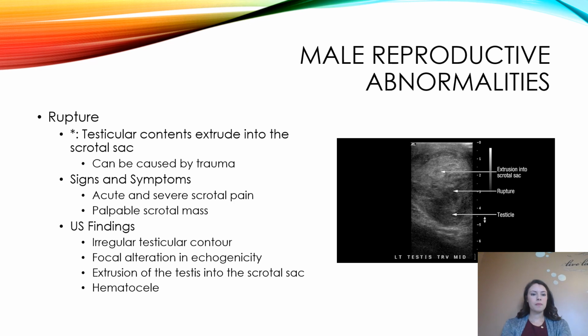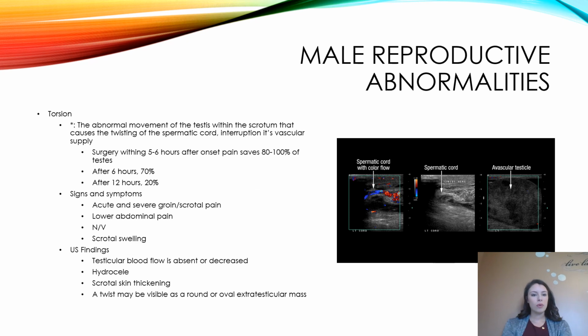So rupture. This is when the testicular contents extrude into the scrotal sac, and this can be caused by trauma. Signs and symptoms, if it's acute and severe scrotal pain, and you may be able to palpate a scrotal mass. Some sonographic findings are an irregular testicular contour, focal alteration in echogenicity, extrusion of the testes into the scrotal sac, and a hematocele, which is basically a blood clot or blood around the testicles within the sac.